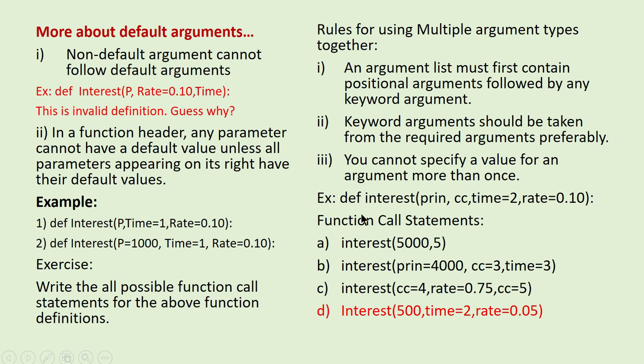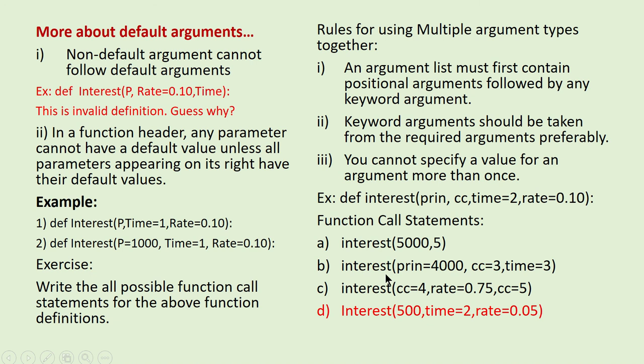If you want to calculate something, only one value you are supposed to give. Look at this example: def interest(PRIN, CC, time, rate). Here time and rate are default arguments, and we have 4 arguments. Now, which function call statements can you write? interest(5000, 5): 5000 will be given to PRIN, 5 will be given to CC, time will take the value 2 and rate will take the value 0.10. There won't be any problem.